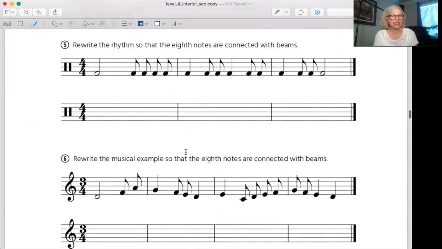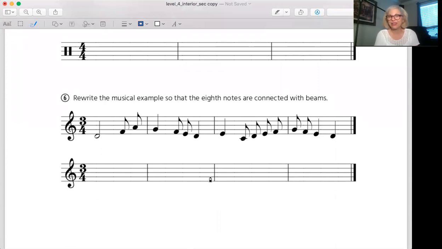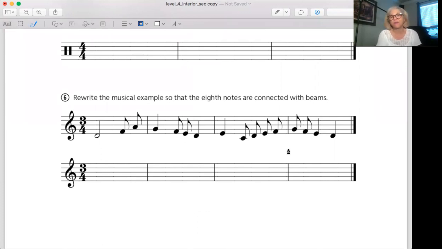Now in section 6, we rewrite the musical example so that the 8th notes are connected with beams. And instead of those notes all being on one space, now they're moving them around. And that actually really makes it easier, as I said, to connect these notes with beams rather than just drawing it straight across. So pause the video and finish up with section 6.